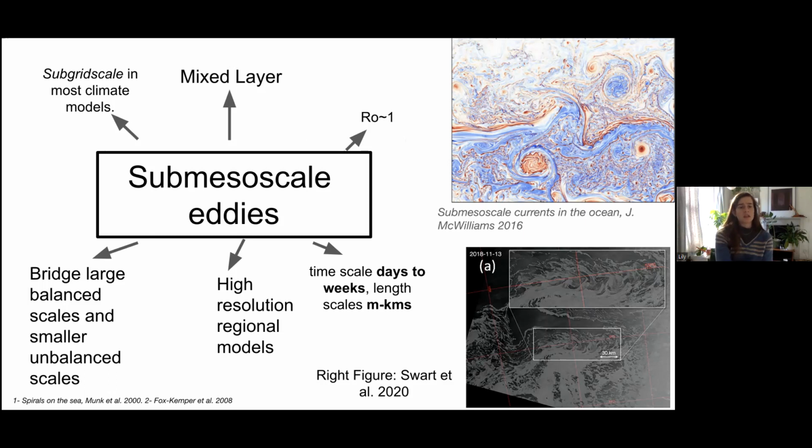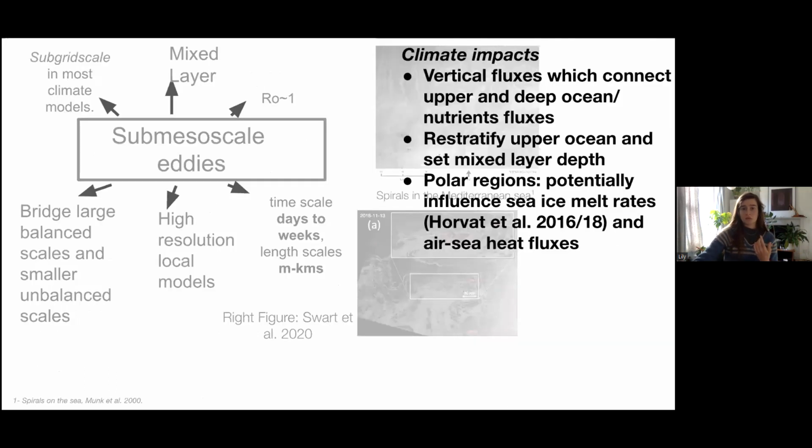And then dynamically, they tend to bridge between the larger balanced scales, like the mesoscales, and the smaller unbalanced scales, and tend to have Rossby numbers of order 1. So in terms of why they're interesting for the climate, the main climate interest is, for example, vertical fluxes.